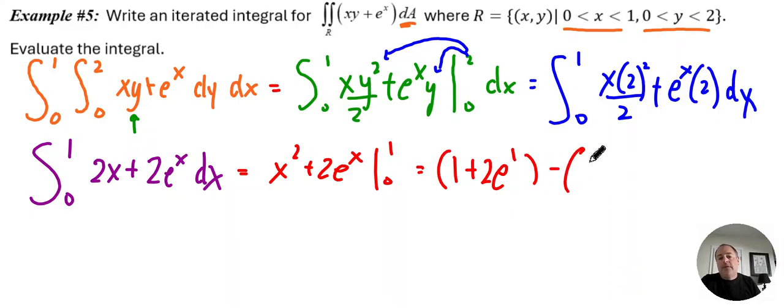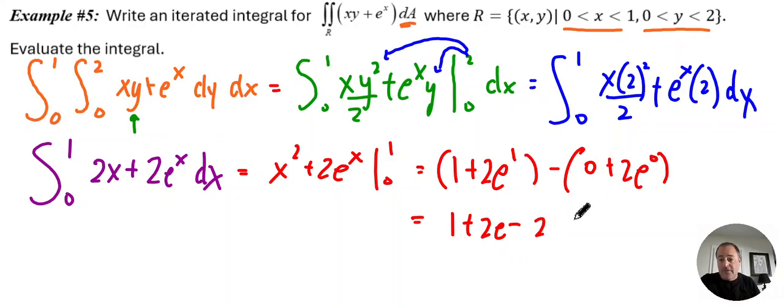minus 0 plus, and be very careful here, not everything goes away with this problem. We plug in 0 here, and we get 0 plus 2e to the 0 power. So when all of this is said and done, we're left with 1 plus 2e minus 2, because e to the 0 is 1. So we get a final answer of negative 1 plus 2e, or 2e minus 1.